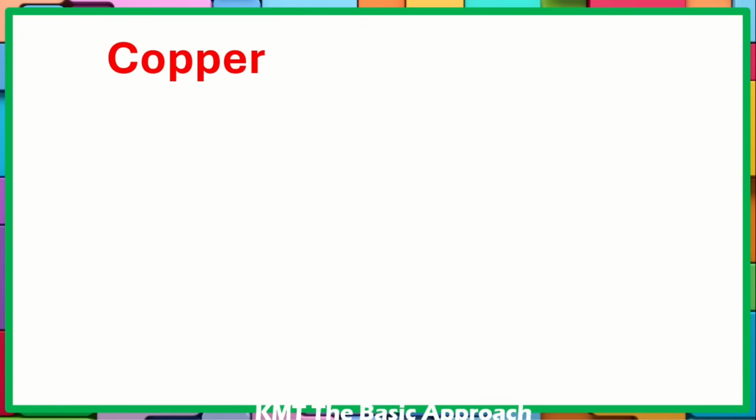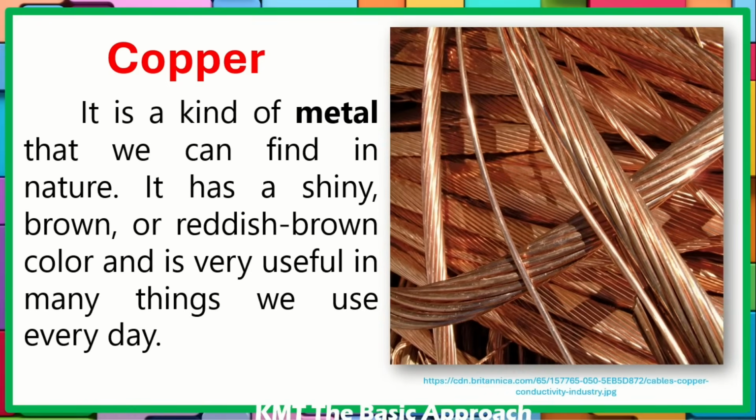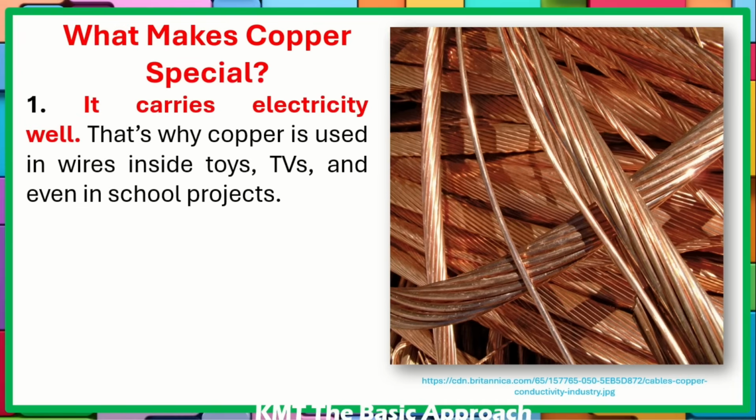Copper. It is a kind of metal that we can find in nature. It has a shiny, brown or reddish brown color and is very useful in many things we use every day. What makes copper special? Number 1, it carries electricity very well. That's why copper is used in wires inside toys, TVs, and even in school projects.